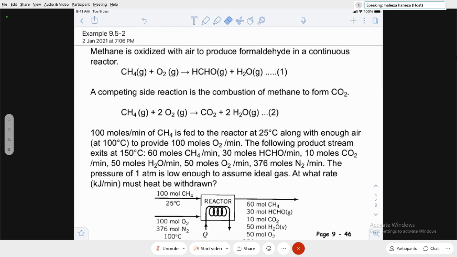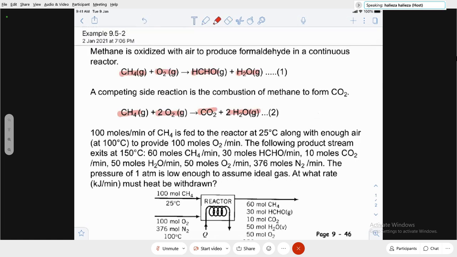So in this case, you have methane gas reacting with oxygen, being burned to form formaldehyde and water gas. The same methane is going to react with the same oxygen, but now it's going to form carbon dioxide and water vapor.